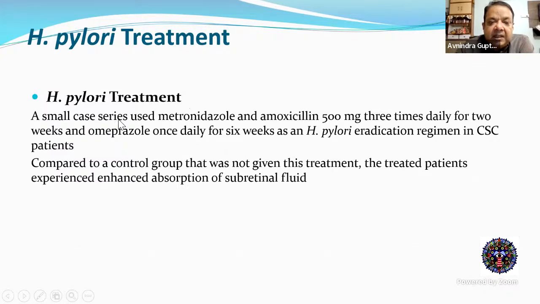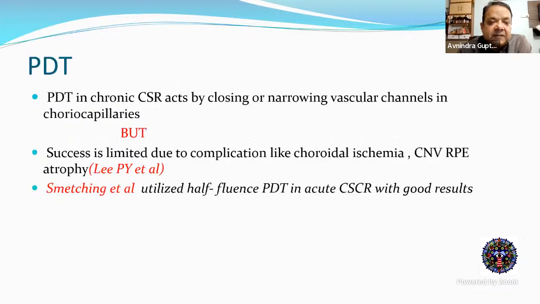H. pylori treatment: there is a study which says that in patients of central serous retinopathy, the incidence of H. pylori was higher. And once the patient was treated with metronidazole and amoxicillin 3 times daily for 2 weeks, the height of the SRF decreased over a period of time. But I don't have any personal experience of treating a patient of CSR with H. pylori treatment. PDT in chronic central serous retinopathy acts by closing or narrowing vascular channels in the choriocapillaris.